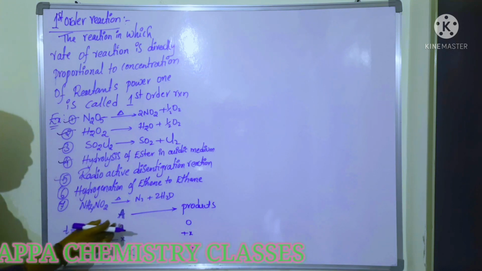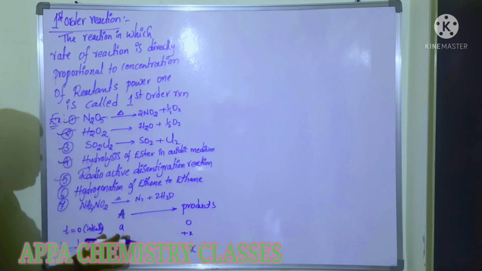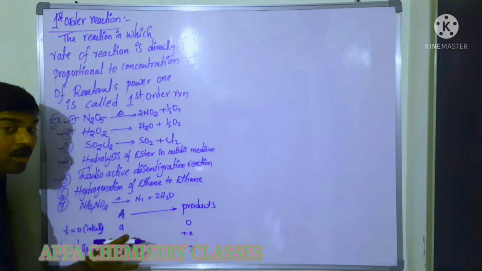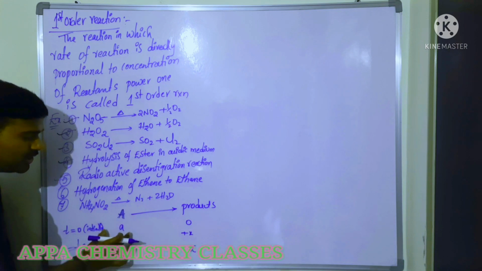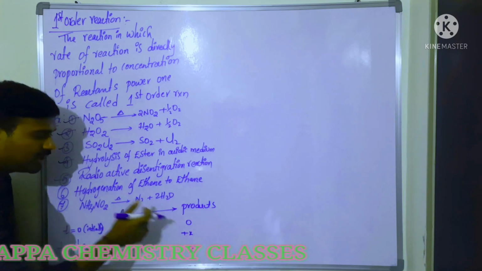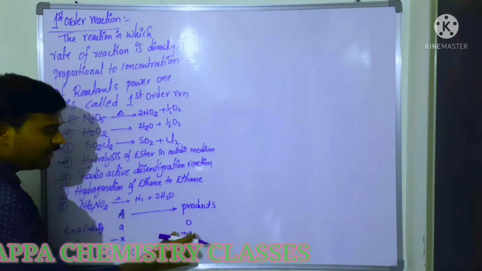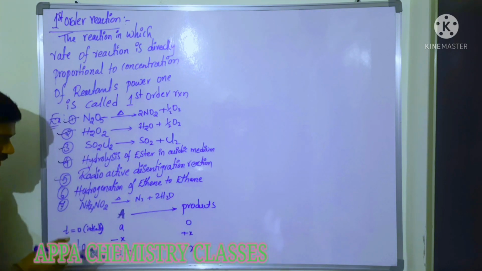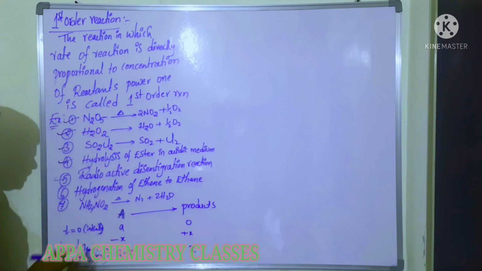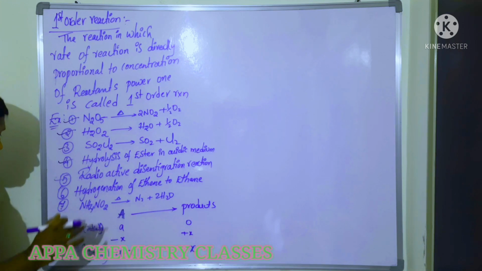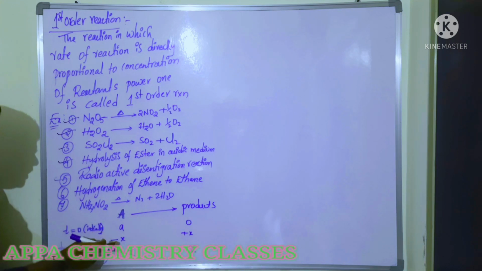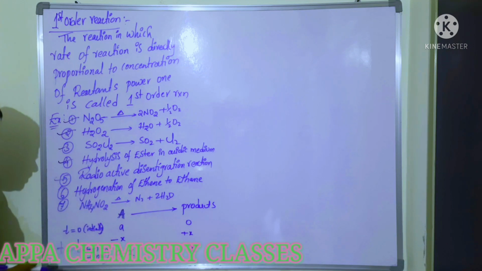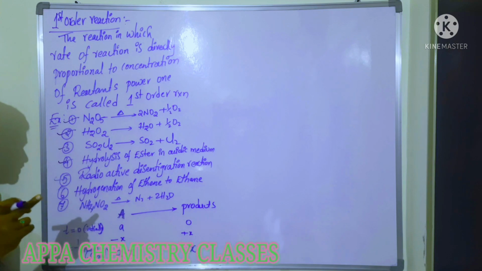After some time, x quantity of reactant is consumed or reacted, converted to product. So x quantity of product is formed and x quantity of reactant is consumed. After time t, the final or leftover concentration will be the initial minus the consumed one. That is, initial is a, consumed is x, so it is a minus x.